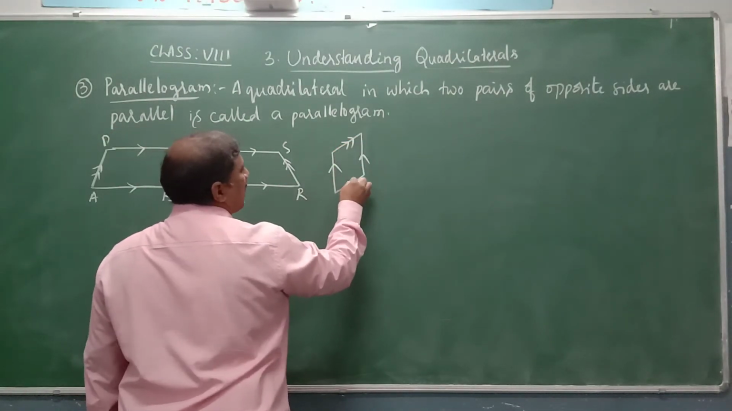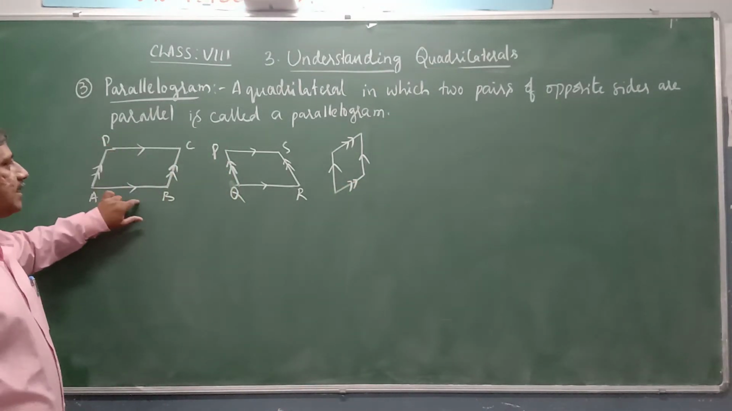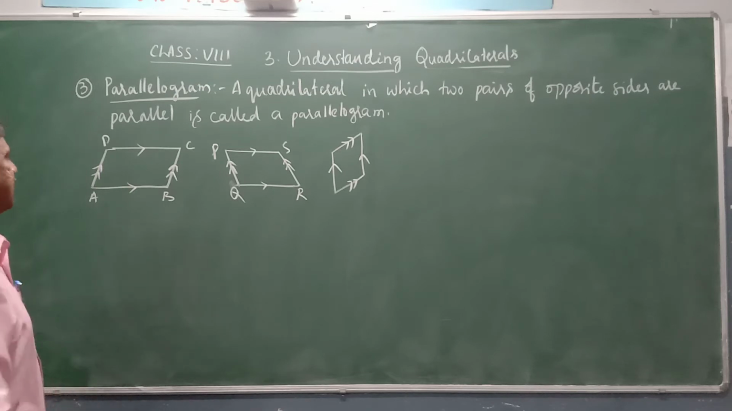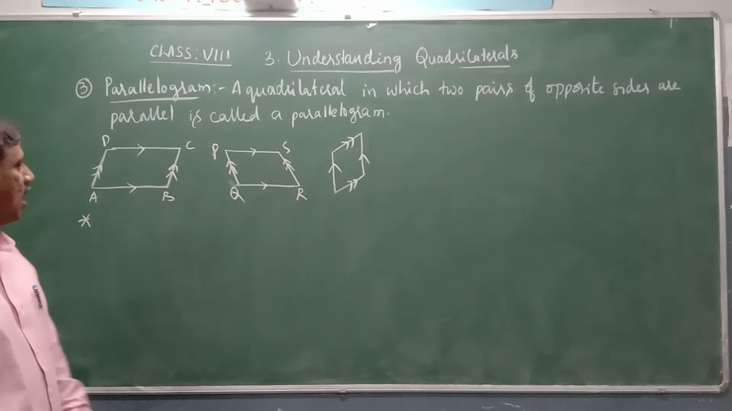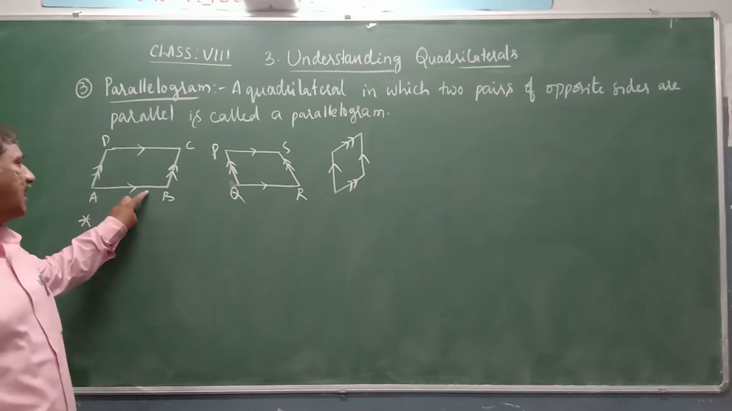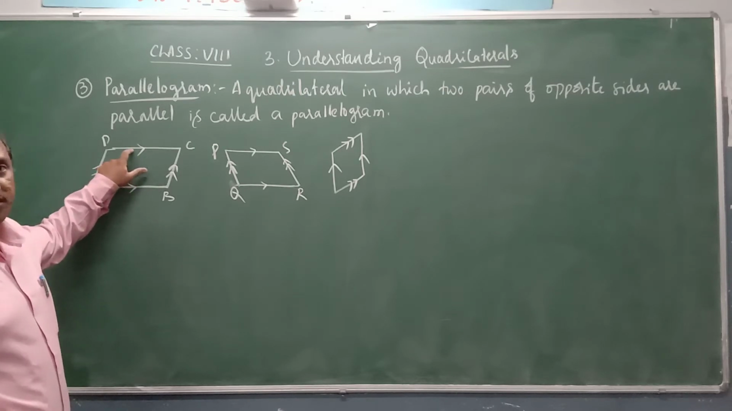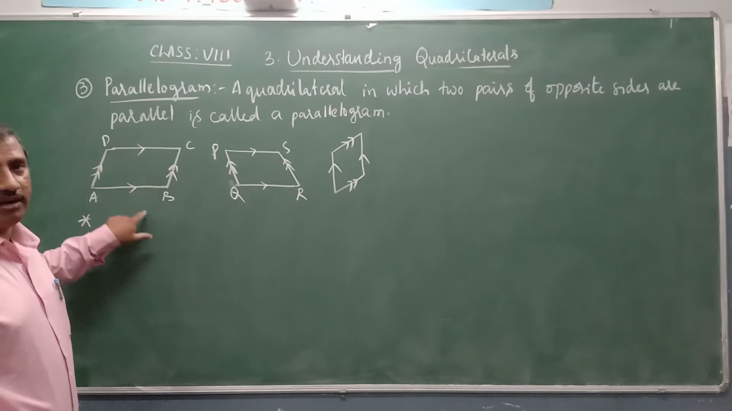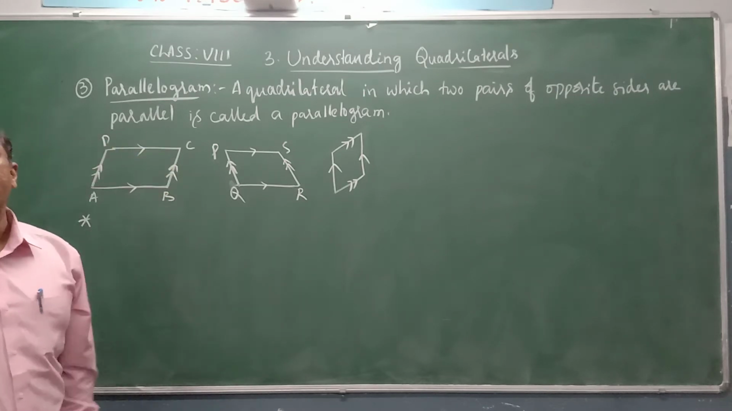Now, what are the other properties of the parallelogram? Opposite sides, we know that they are parallel to each other. What about the lengths of the opposite sides? If you measure the length of AB and CD, opposite sides, they are equal in length. Similarly, AD and BC, both are equal in length.